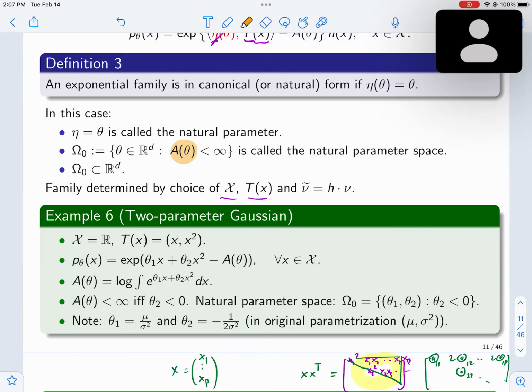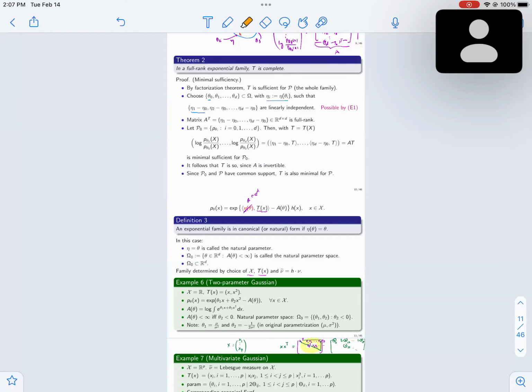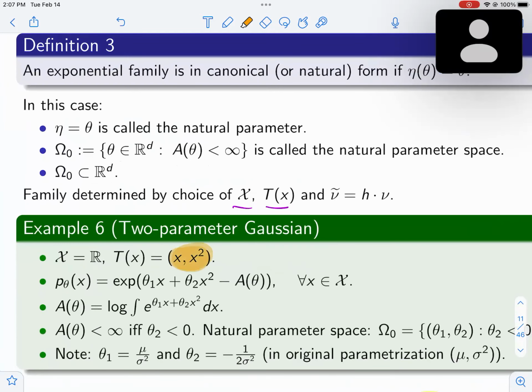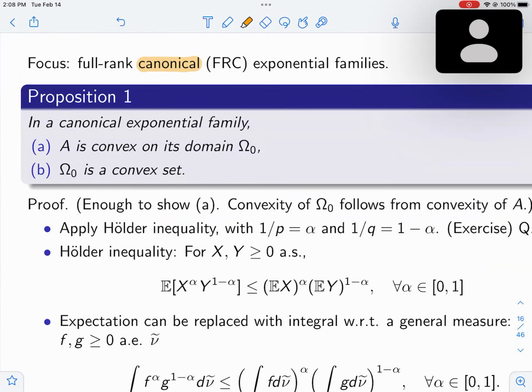The family would be full rank if the interior of this natural parameter space is not empty, and the elements of T of X, in this case for example, plus the constant one, do not satisfy a linear constraint. We'll talk about some alternative characterizations of that today as well.